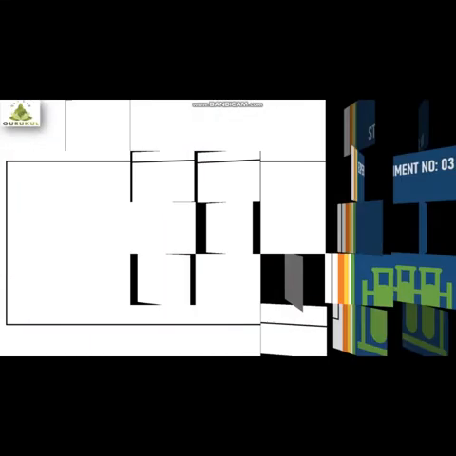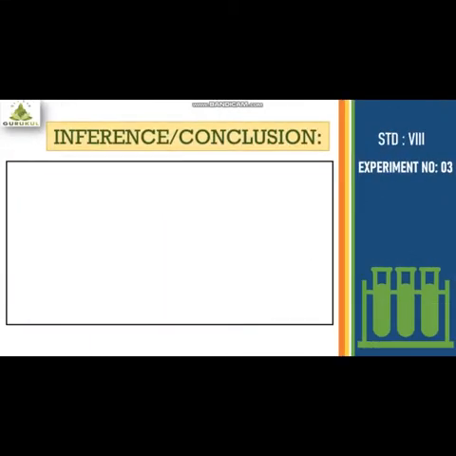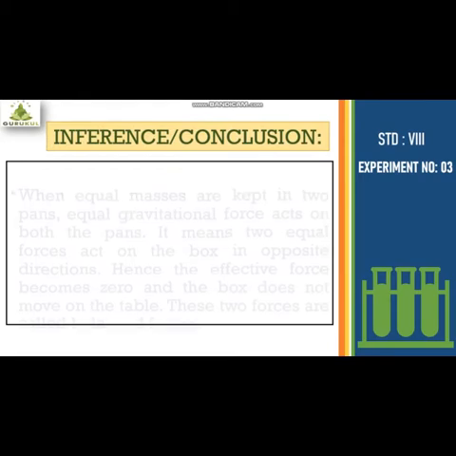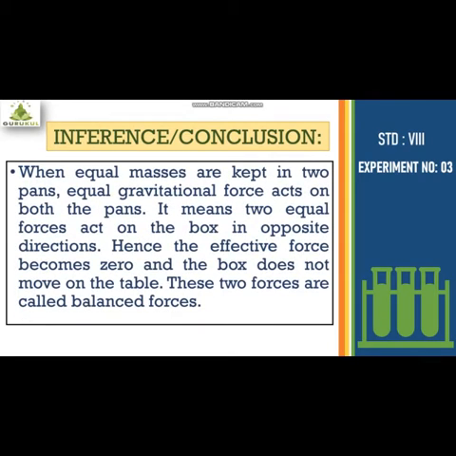So what can we infer from this? When equal masses are kept in two pans, equal gravitational force acts on both the pans. It means two equal forces act on the box in opposite directions. Gravitational force is equal on both the sides of the pan. Hence, the effective force becomes zero and the box does not move on the table. These two forces are called balanced forces. So the very first example, 10 grams, is an example of balanced forces.